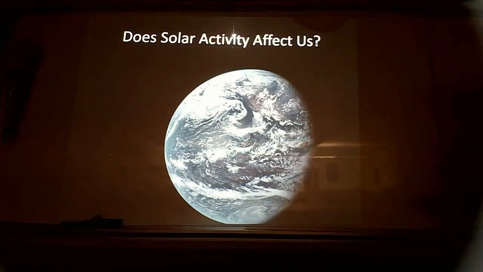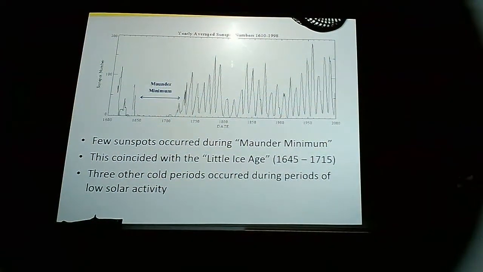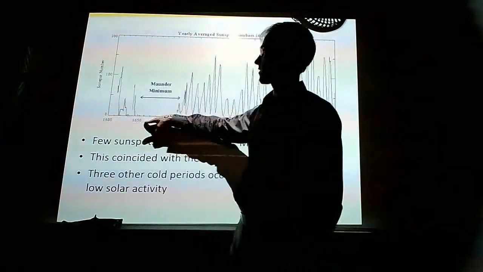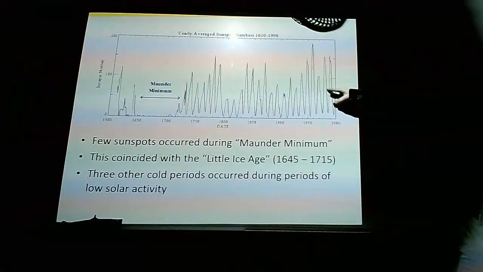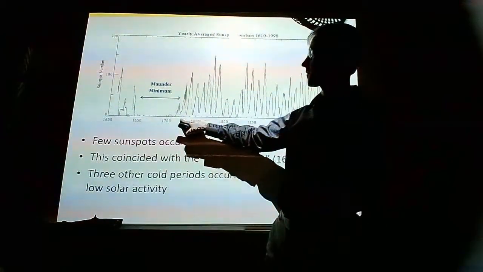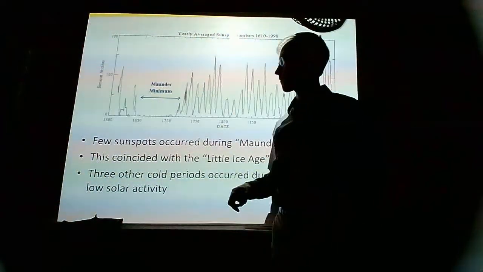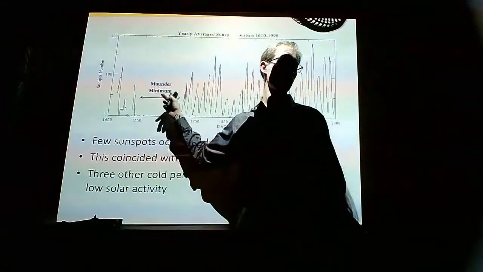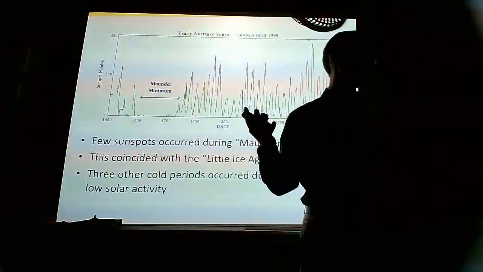So, does solar activity affect us? This is a big question. So, let's see. This graph shows sunspots and how they were recorded from the 1600s up until about the year 2000. And in this area, from about 1650 to the first quarter of the 1700s, very few sunspots were observed for some reason. Nobody really knows why.